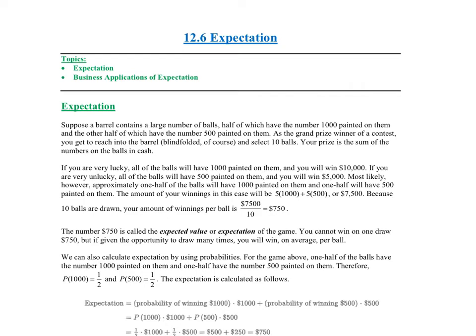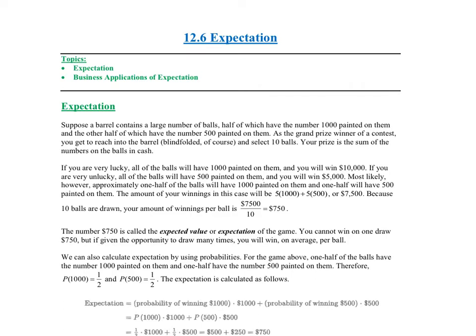If you are very lucky, all of the balls would have $1,000 painted on them, and you will win $10,000. If you are very unlucky, all of the balls will have 500 painted on them, and you will win $5,000. Most likely, however, approximately one half of the balls will have 1,000 painted on them, and one half will have 500 painted on them. That's because half the balls were 1,000 and half the balls were 500.